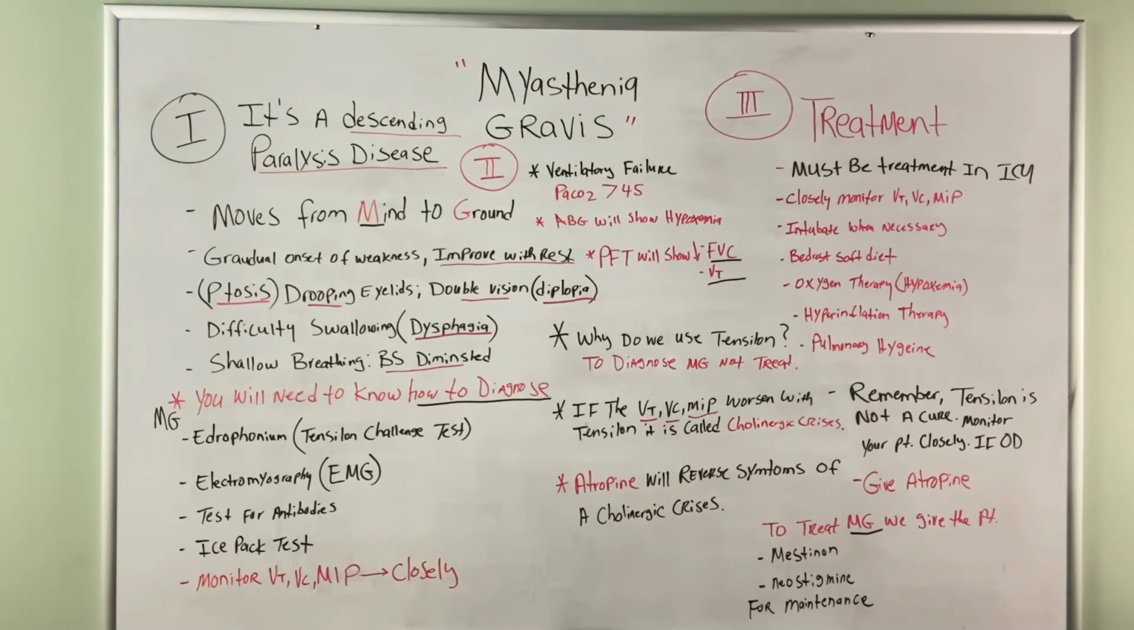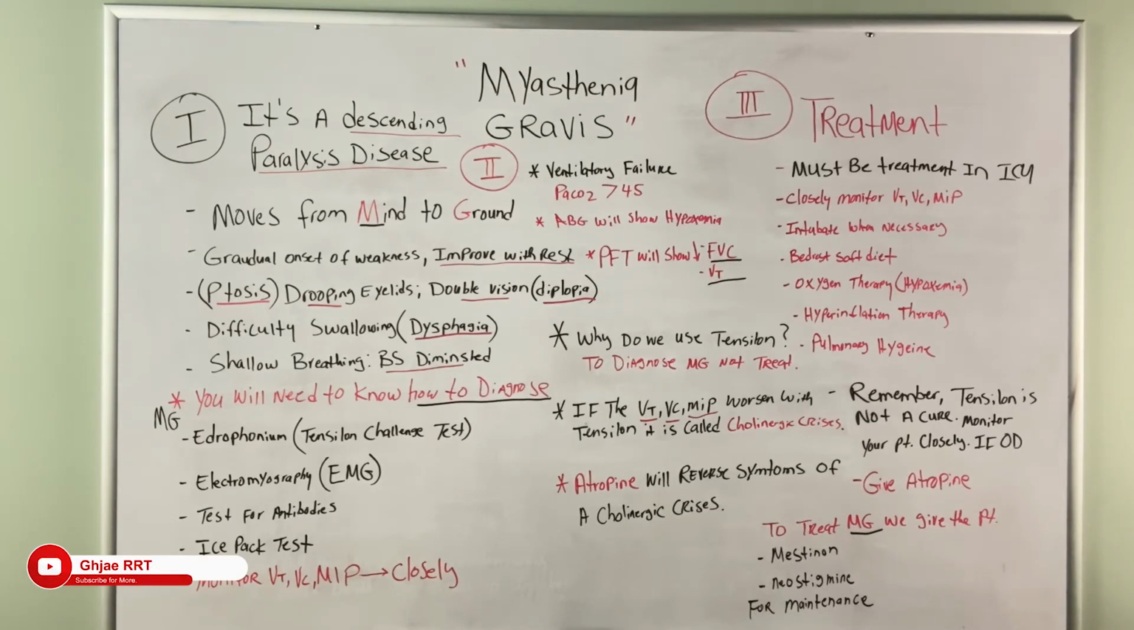They come into the ER. Your patient comes into the ER complaining of weakness over a period of time, and it improved with rest. They got drooping eyelids and double vision, and then you do the ice pack test. It's positive. It usually is a sign that they have this neuromuscular disease.